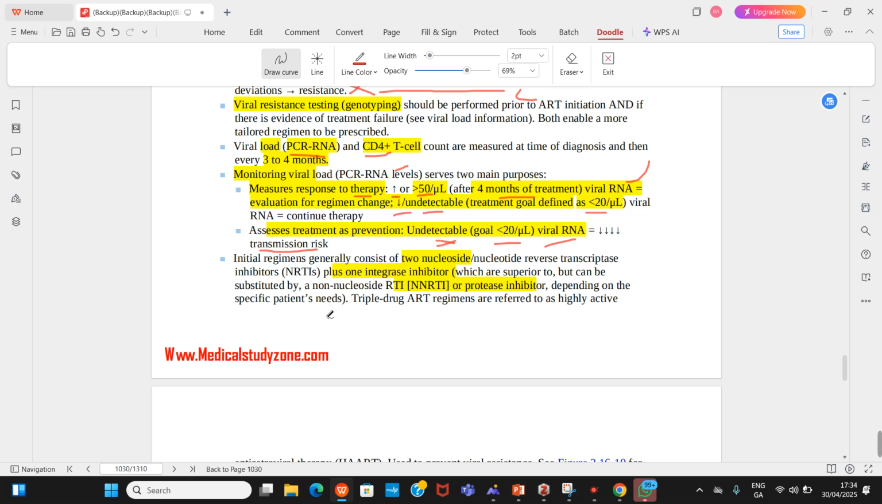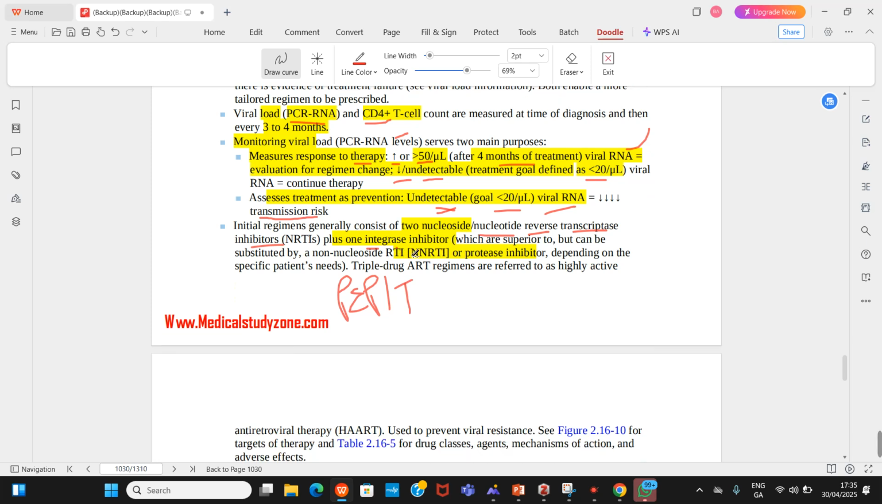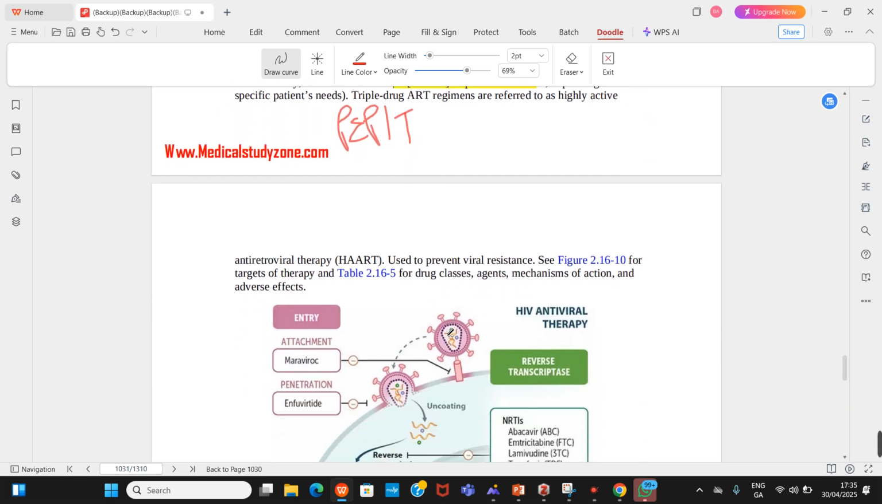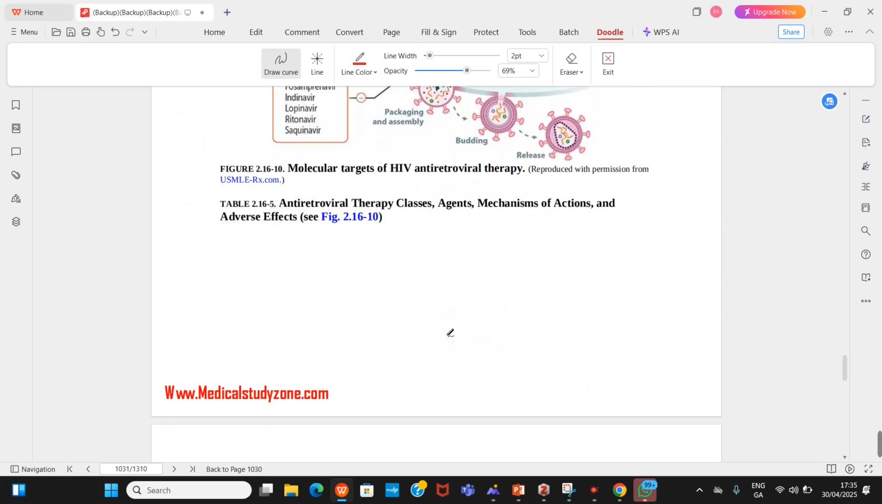So the initial regimen is just 2 nucleoside or nucleotide reverse transcriptase inhibitors and 1 integrase inhibitor. The same treatment for post-exposure prophylaxis, and the same treatment for treatment. The same thing: 2 nucleoside or nucleotide reverse transcriptase inhibitors and 1 integrase inhibitor. But you can replace your integrase with a protease inhibitor. Now, let's look at those drugs one by one.